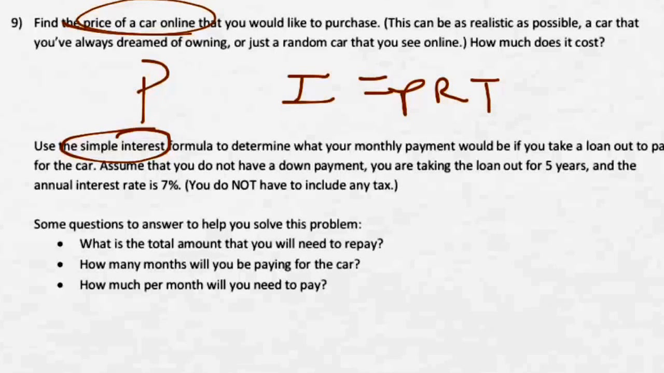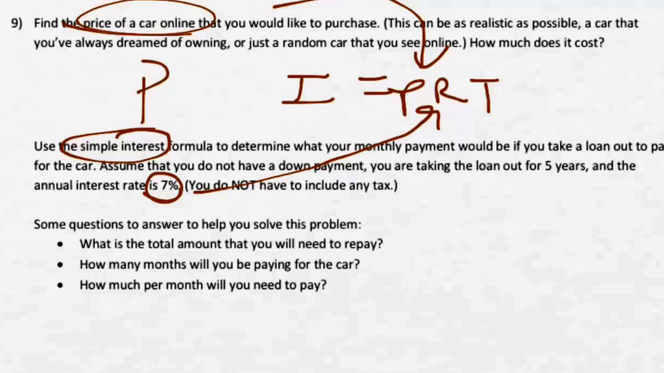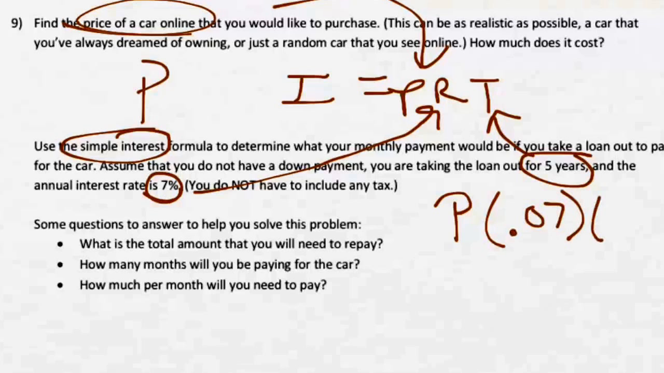So everyone's going to have a different number for P. Everyone will have the same rate. 7% will be your rate, and everyone will have the same number of years. So you're going to take your principal, whatever number you get for your principal, the price of a car, and you're going to multiply that by the rate as a decimal, 0.07, and then 5.